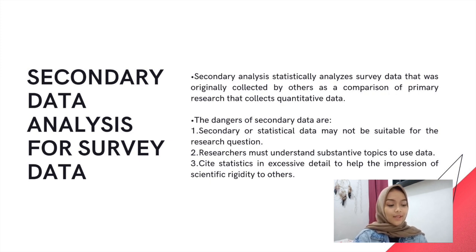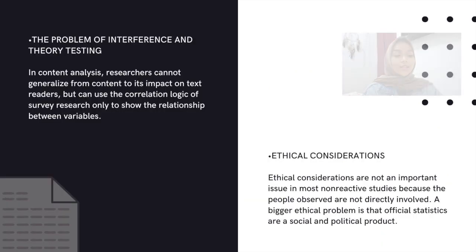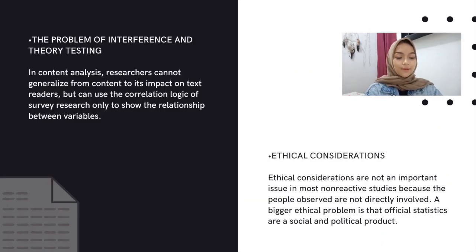Cite statistics in excessive detail to help give the impression of scientific rigidity to others. The problem of inference and theory testing. In content analysis, researchers cannot generalize from content to its impact on text readers, but can use the correlation logic of survey research only to show the relationship between variables. Ethical considerations. Ethical considerations are not an important issue in most non-reactive studies because the people observed are not directly involved. A bigger ethical problem is that official statistics are a social and political product.